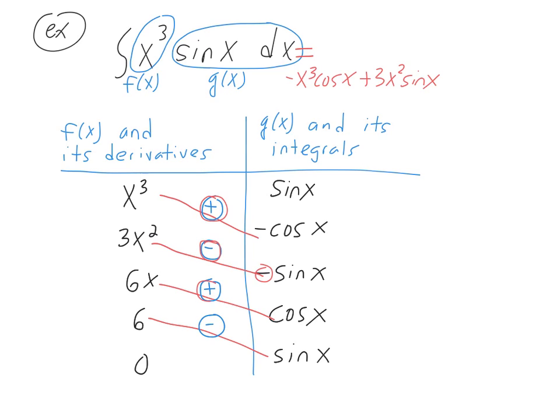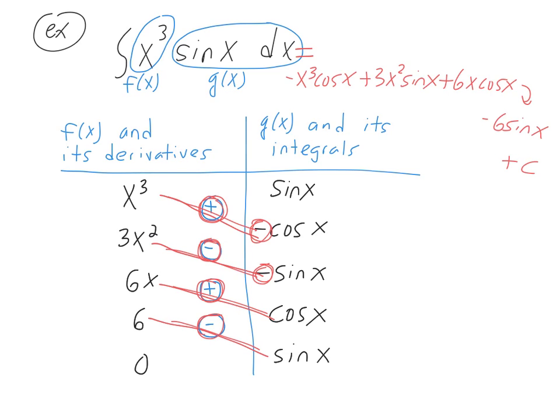And then I would have a positive, and then 6x, so plus 6x times the cosine of x. And then finally we would have, go down here, minus 6 sine of x plus c. So you're literally just connecting these products and then just throwing this sign in front. Don't forget that there could be another negative in here.